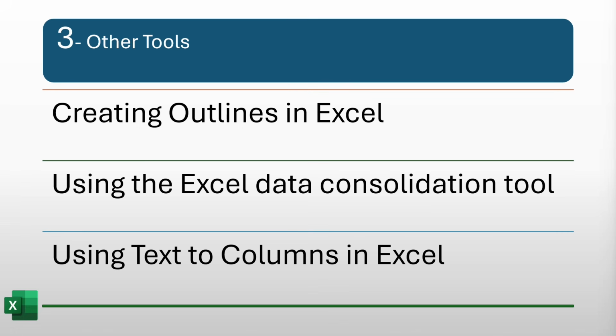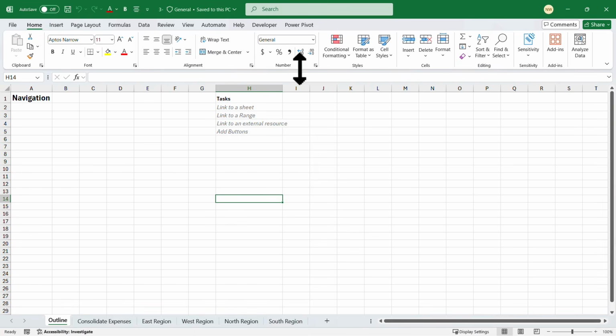Welcome to part 3. In part 3, we'll take a look at other tools. We'll go ahead and create a nice outline or a home page for an Excel workbook. We'll also learn the data consolidation tool. We'll also take a look at the very useful text to columns option as well. Let's go ahead and open up file number 3. So here is my file number 3.